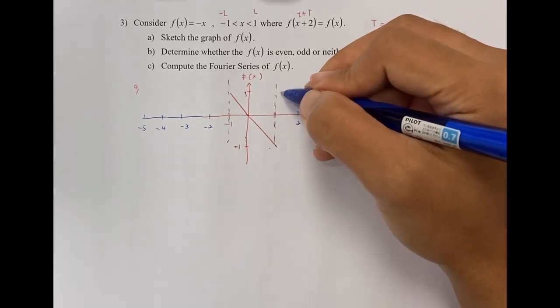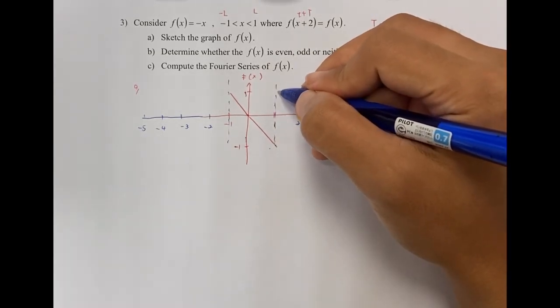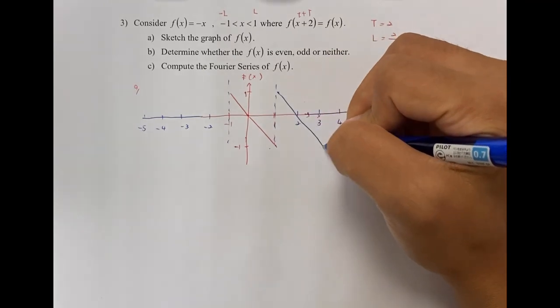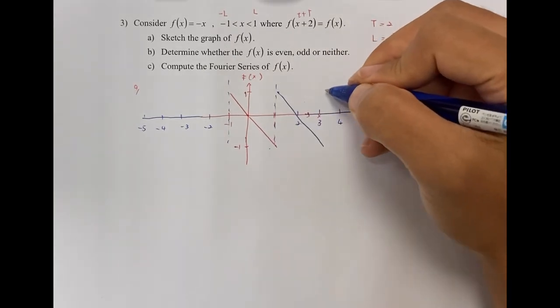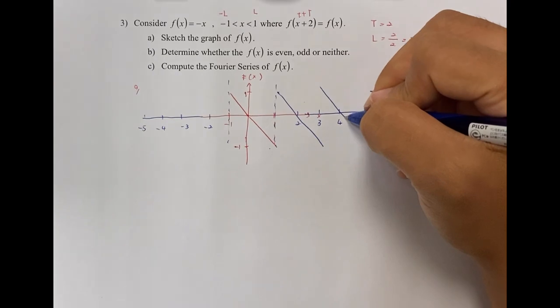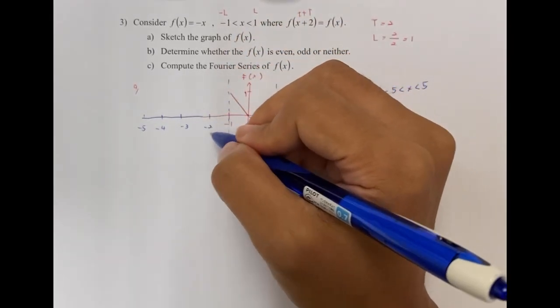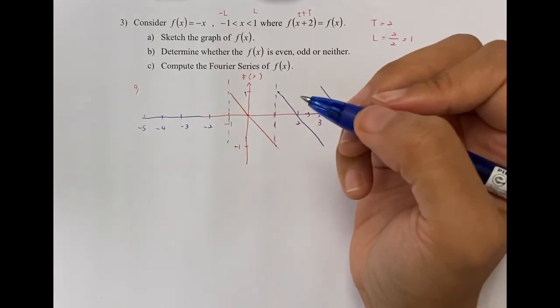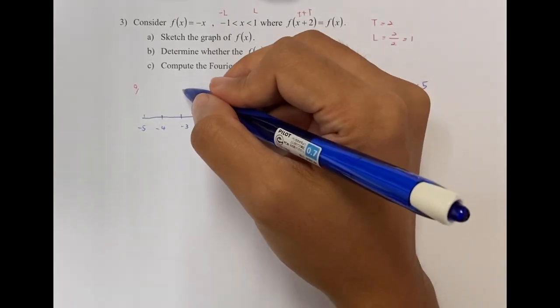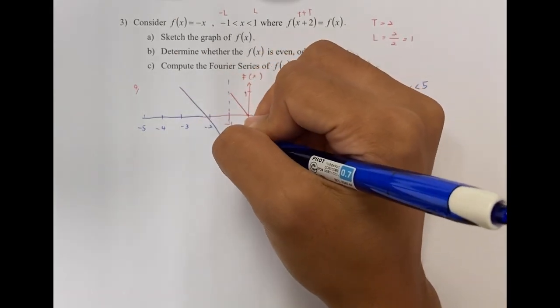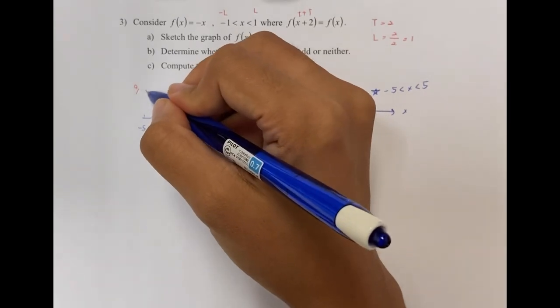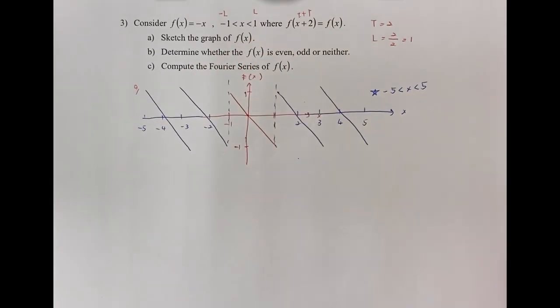So you have this one and 2. From here, for this you have these 2.